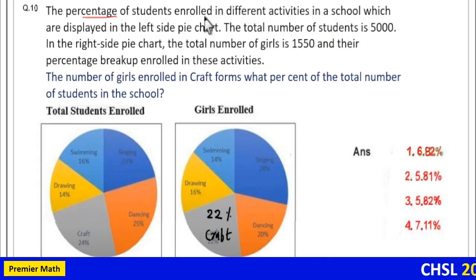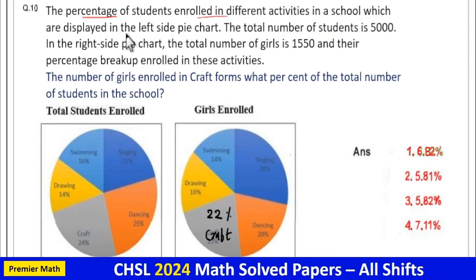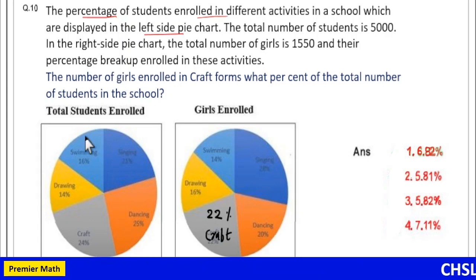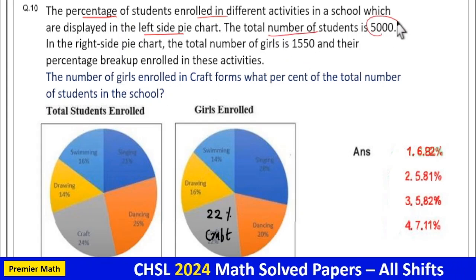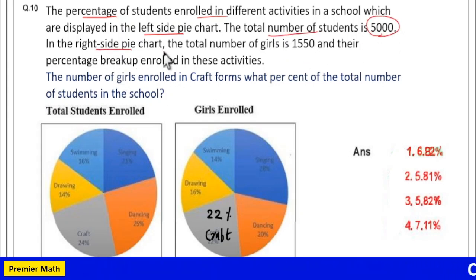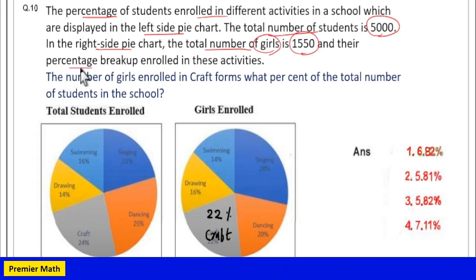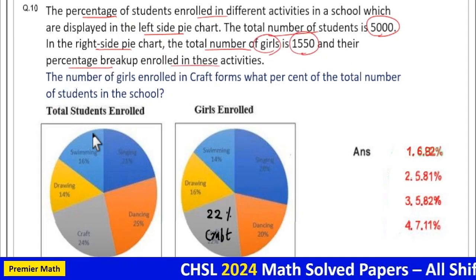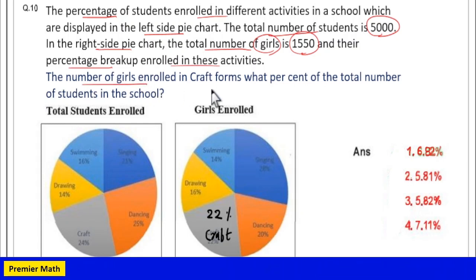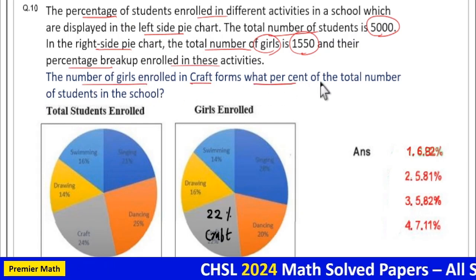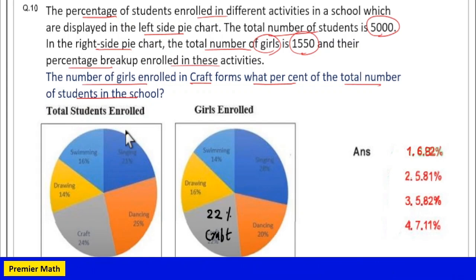The percentage of students enrolled in different activities in a school are displayed in the left side of the pie chart. Total number of students is 5,000. In the right side of the pie chart, the total number of girls is 1,550 and the percentage breakup enrolled in these activities. The number of girls enrolled in craft forms is what percentage of the total number of students in the school?